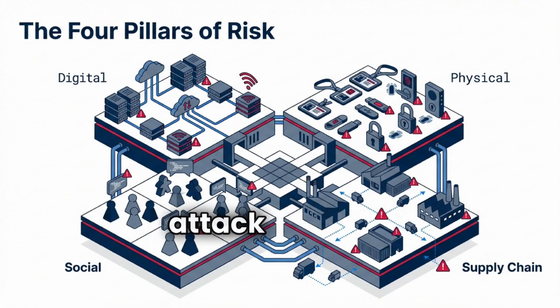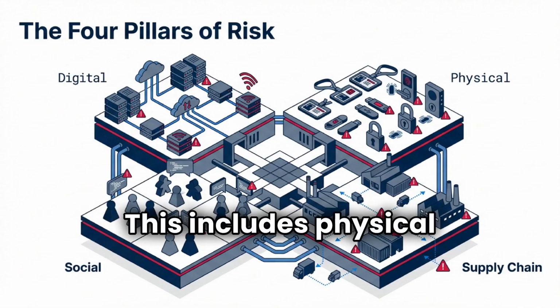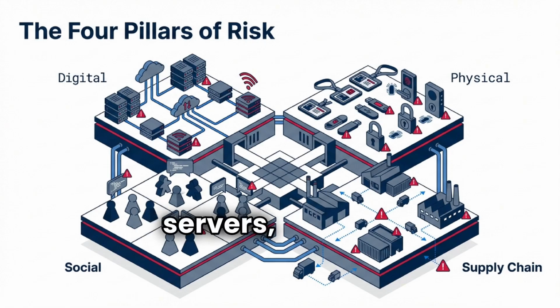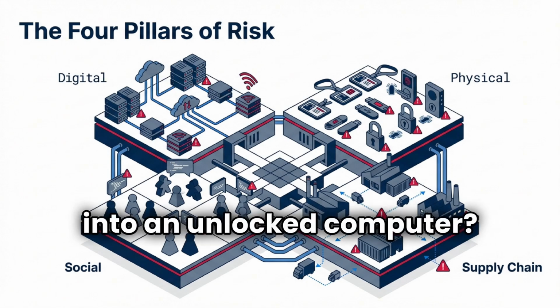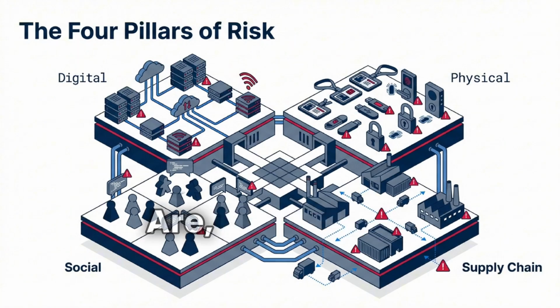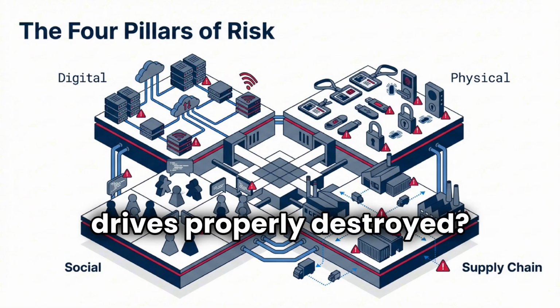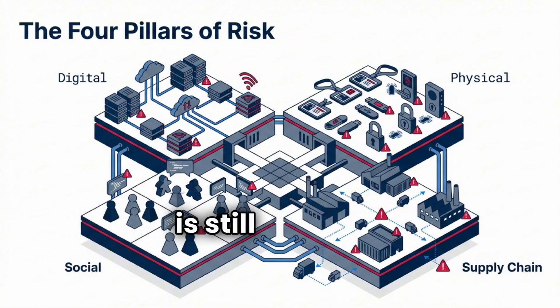Then you have the physical attack surface. This includes physical access to devices, servers, network equipment, and facilities. Can someone walk into your office and plug a USB drive into an unlocked computer? That's physical attack surface. Are your server rooms secured? Are decommissioned hard drives properly destroyed? Physical security is still security.